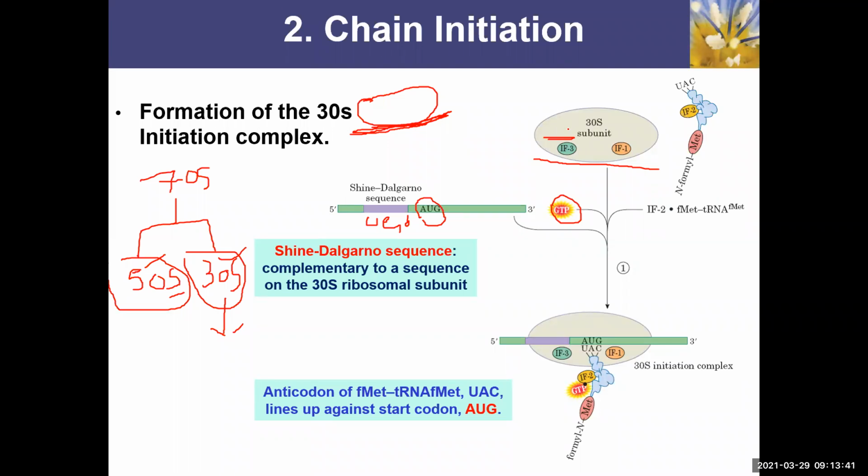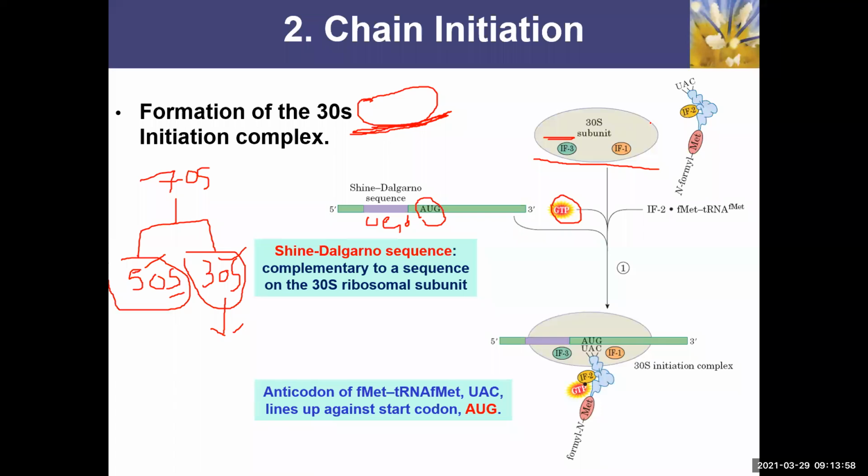So can I say that the Shine-Dalgarno sequence is very important for the binding of the mRNA to the smaller subunit of the ribosome? Can I say that? In bacteria, I repeat, in bacteria, we have the Shine-Dalgarno sequence. We don't have it in the eukaryotes.